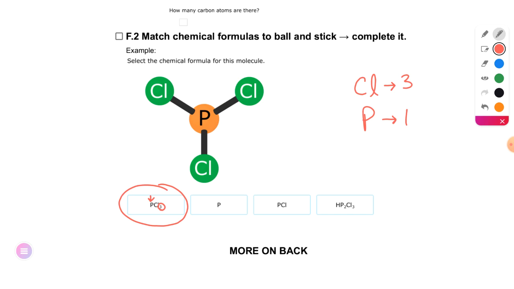Who can explain to me what the second one is? Elise? Yeah, it's just 1 P atom. What about this one, PCl, Carter? Yeah, 1 P and 1 Cl atom. What about that crazy one? Lainey? 2 HP. Hold on.